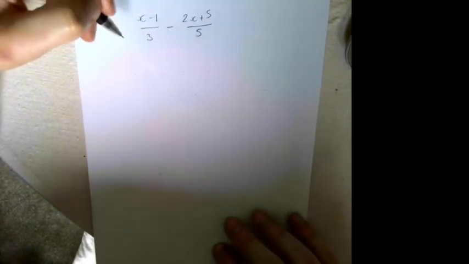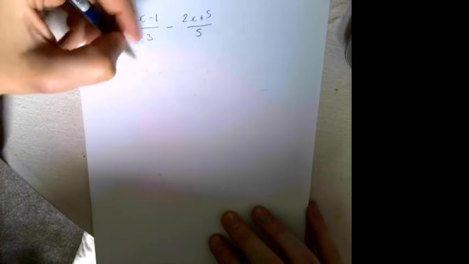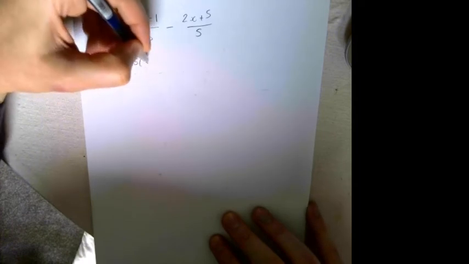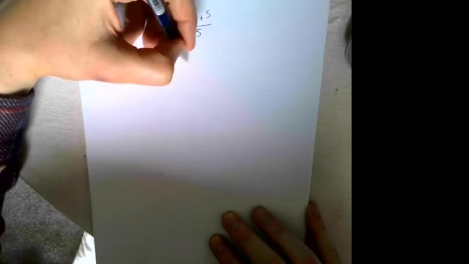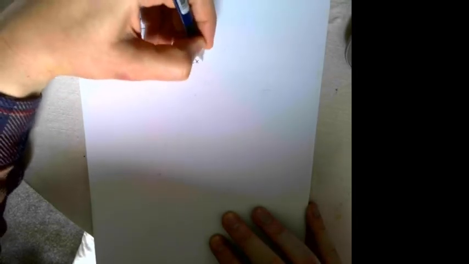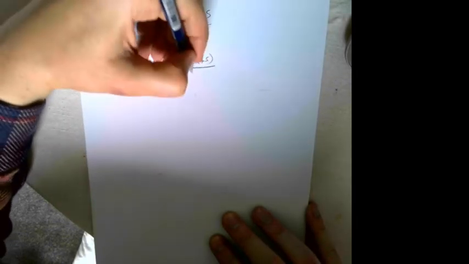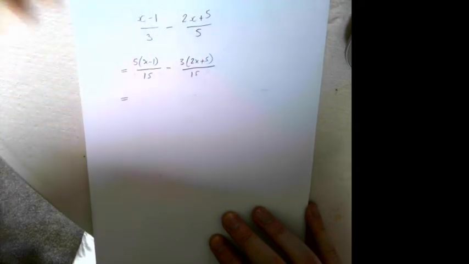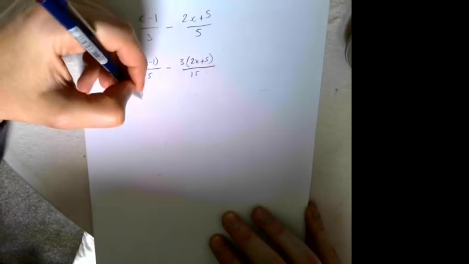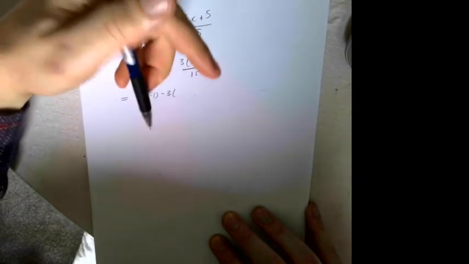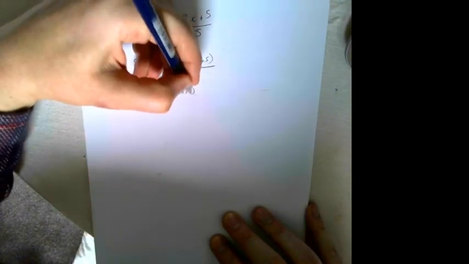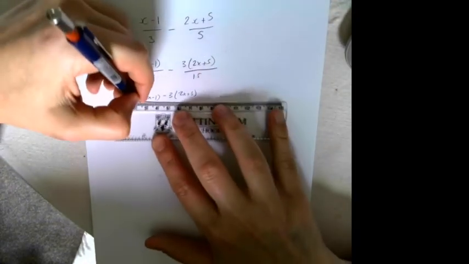Hopefully you've had a go at this question. Let's have a go at it together now. And what we're going to get is 5 lots of x minus 1 over 3 times 5, which is 15, minus 3 lots of 2x plus 5 all over 15 as well. Simplifying that to be written as one fraction, we're going to get 5 lots of x minus 1 minus 3 lots of 2x plus 5 all over 15.